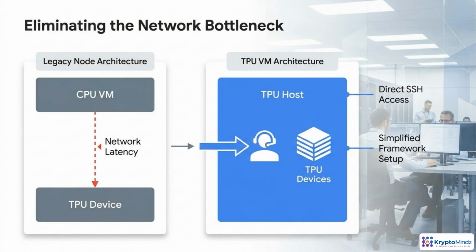One major way TPUs differ from GPUs is in how they avoid network bottlenecks. In older setups, your training script ran on a separate CPU VM and sent commands over the network to a remote TPU. Each step paid a latency penalty, and debugging felt slow and awkward. With modern TPU VMs, you log directly into a host that sits next to the TPU chips. Your code, frameworks, and the TPU runtime all live on that VM, cutting latency and making setup and iteration much faster.